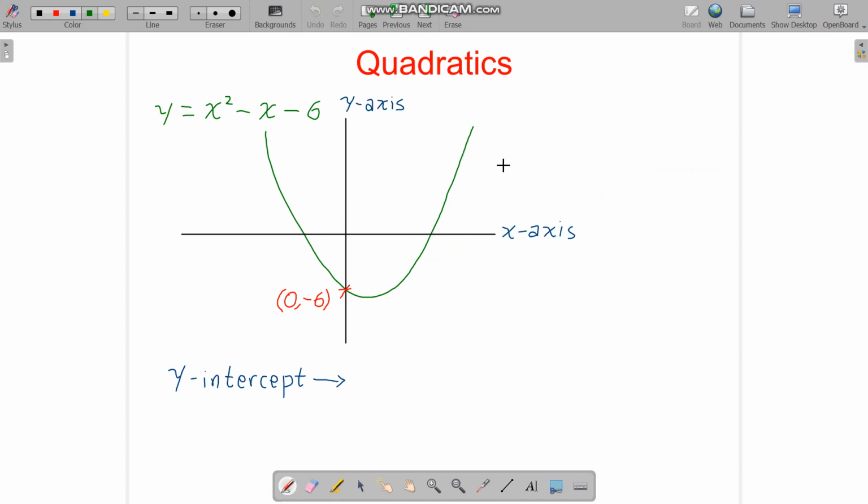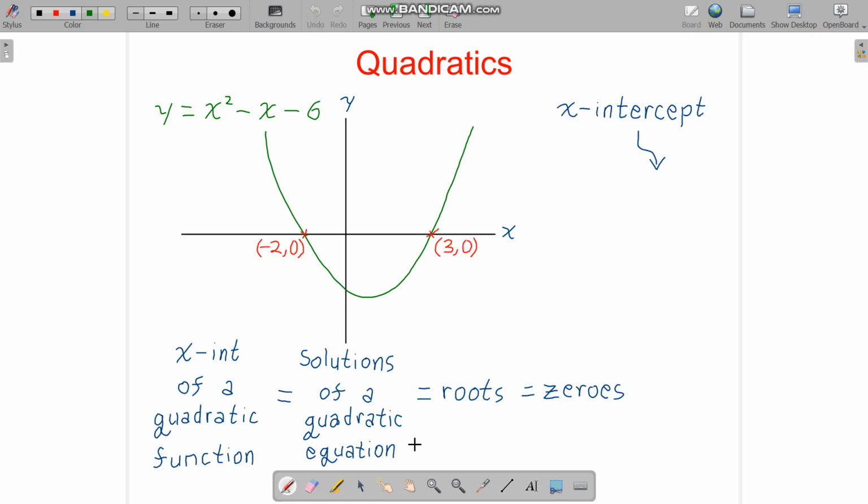To draw the y-intercept: the y-intercept means the point where the graph meets the y-axis. So this point here, because it's on the y-axis, of course the x value must be 0. It's gotta be 0, something. So to find the y value, just plug in 0. 0 squared minus 0 minus 6, we get minus 6. That's how you find the y-intercept.